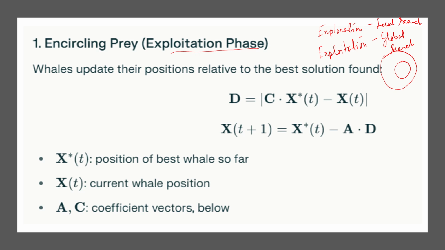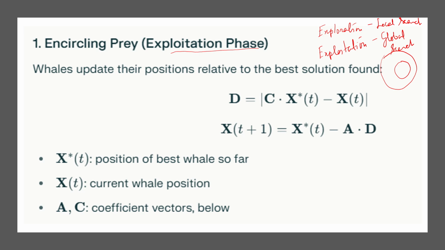Okay. Now, what is this exploitation phase or encircling prey position updating method in case of whale optimization technique? I have already discussed the flow of the whale optimization technique. Now I will discuss this encircling prey method.